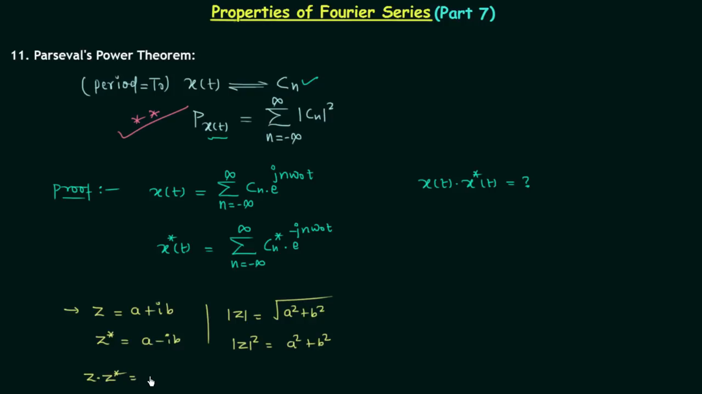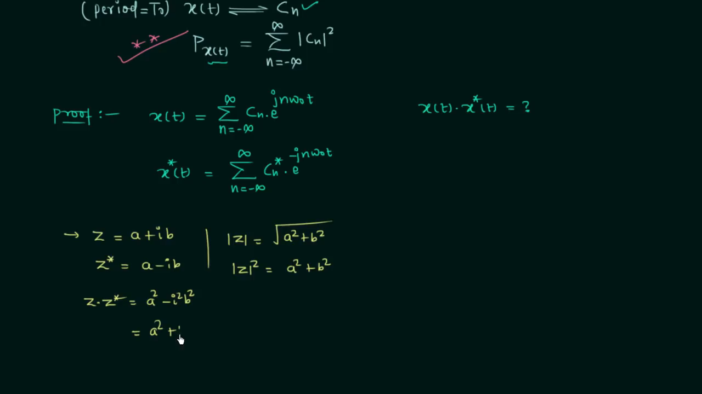This will give us a square minus i square b square. i square is equal to minus 1. So we have a square plus b square, and this is equal to z multiplied by z conjugate. So a square plus b square is equal in the two equations. This means the left hand sides of the two equations are also the same. So z multiplied by the conjugate of z is equal to the magnitude of z whole square. Now in the same way, x(t) multiplied by x(t) conjugate will give us the magnitude of x(t) whole square.